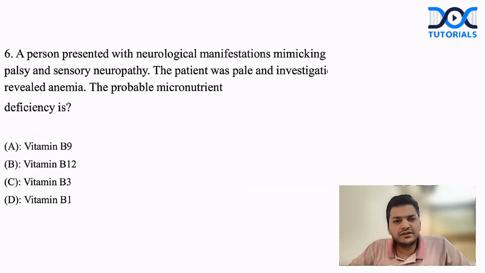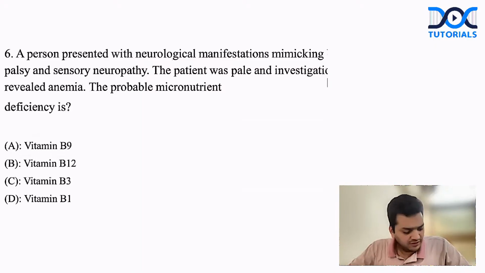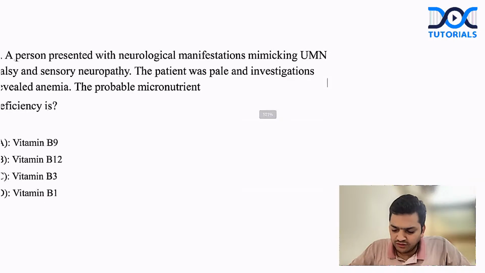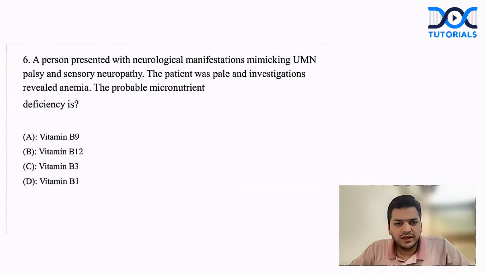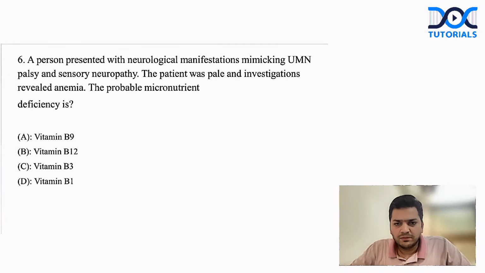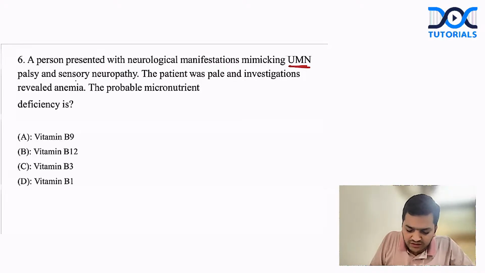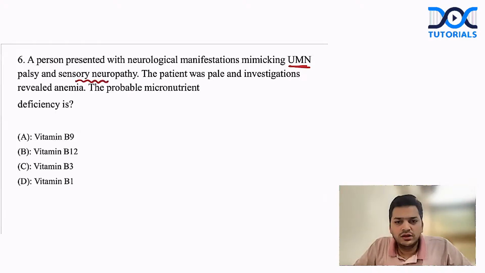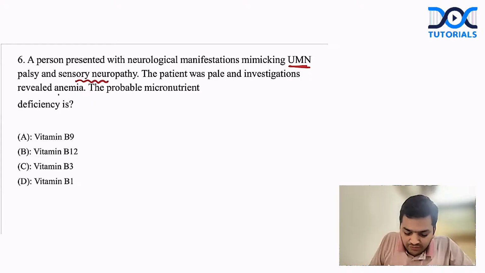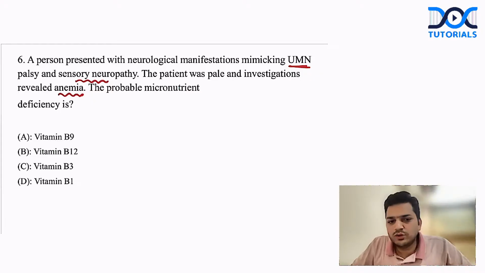A person presented with neurological manifestation mimicking the UMN palsy and sensory neuropathy. The patient was pale, and investigation revealed probable micronutrient deficiency. See, what are the findings that the patient is having? The patient is having the UMN features. The patient is having the sensory features also. It's kind of a mixed problem, and the mixed problem along with anemia. Now, this has made the question very easy.